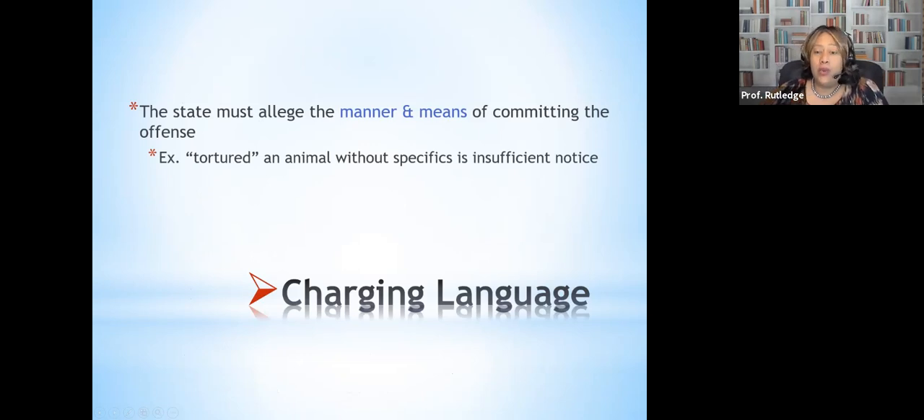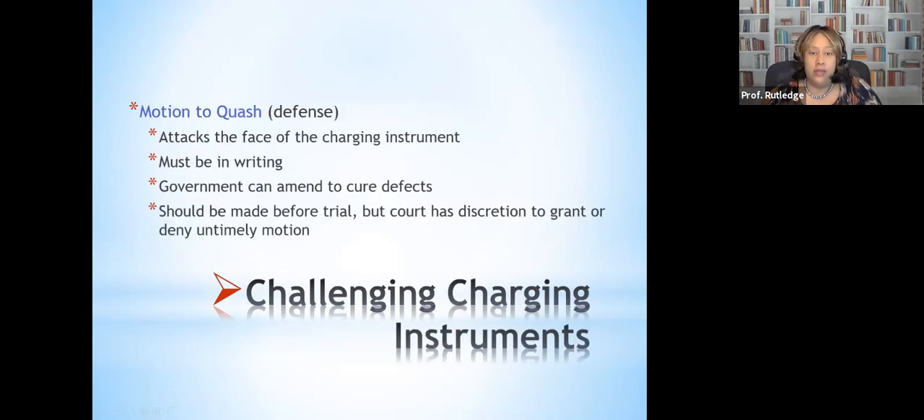Now let's talk about the language in the charging document. The state has to allege what's known as the manner and means of committing an offense. So it's not enough to say that you assaulted the complainant. You have to answer how. And how is related to the manner and means. So if I said you tortured an animal, that's insufficient notice. You tortured the animal by beating it with a baseball bat. That's sufficient notice.